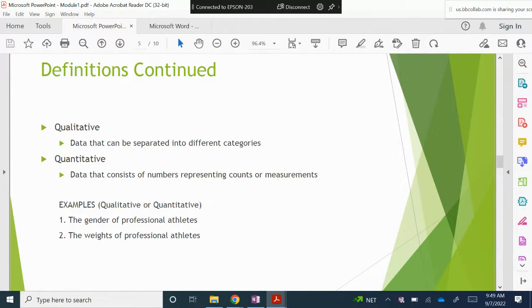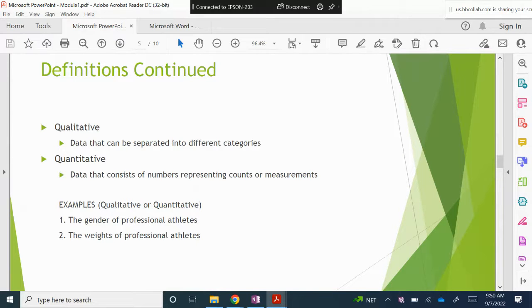Qualitative data can be separated into different categories. So qualitative data is descriptive. It gives some quality, some characteristic of a piece of data. Quantitative data is data that you can put a number to, right? Anything that you can quantify, that would be considered quantitative data.